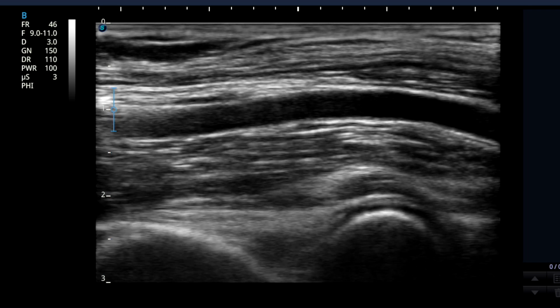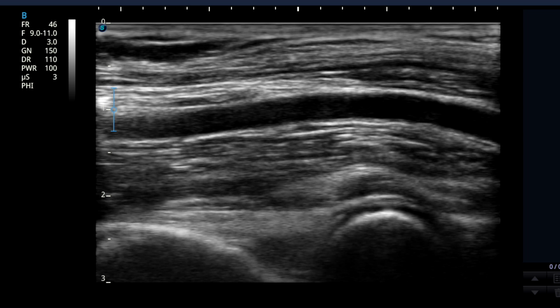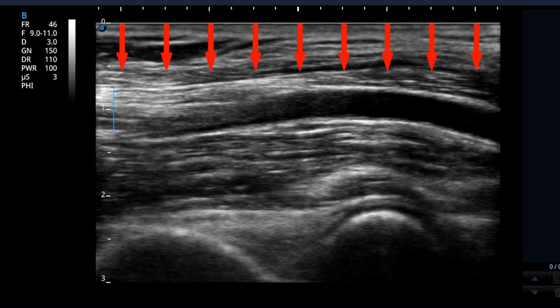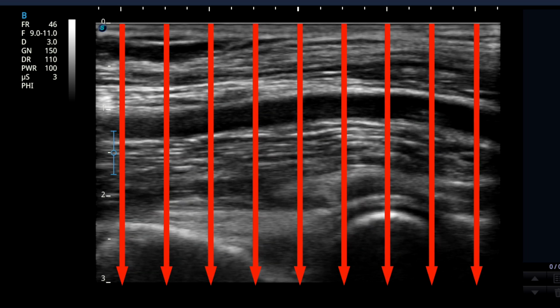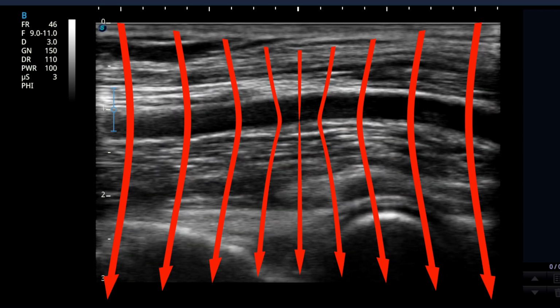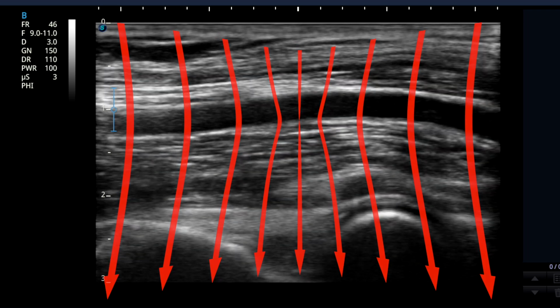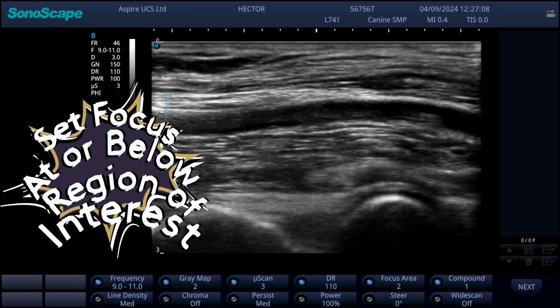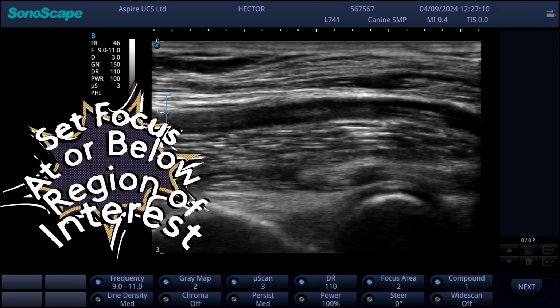They're not quite as sharp, but if we now move that focus up again, suddenly you could almost see the intimal layers of that artery because the scan lines have been compressed from side to side, giving us a much sharper, better resolution image. So it's important to always remember to set your focus at or just below the level of the region of interest.